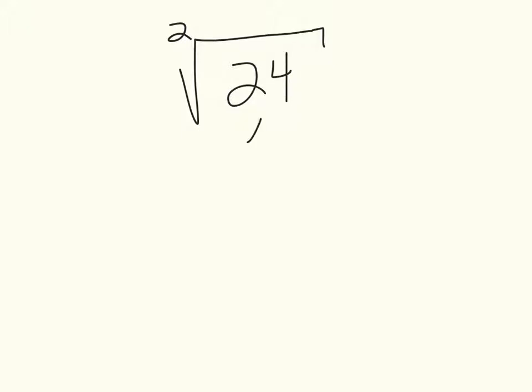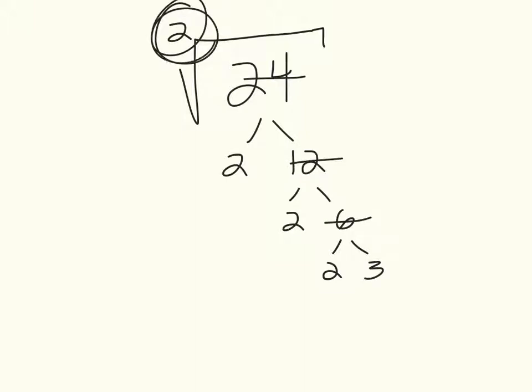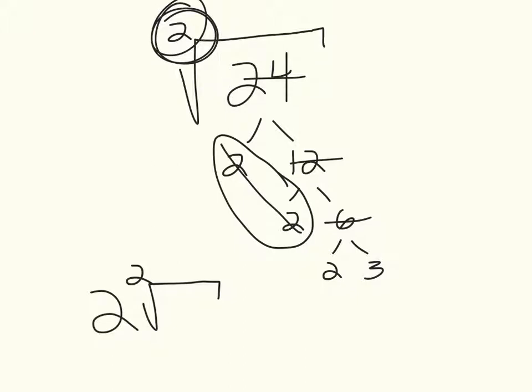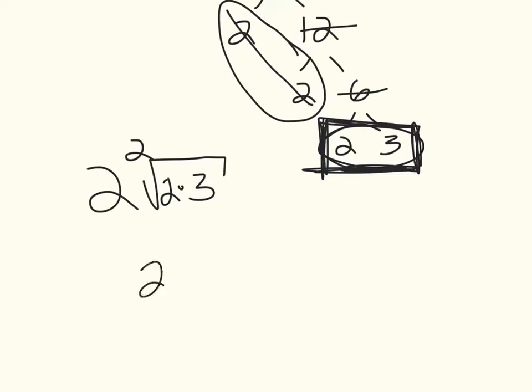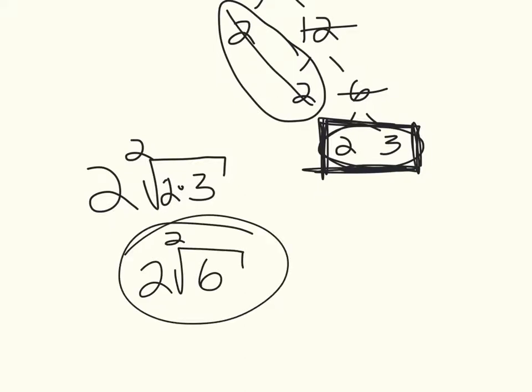So we're going to break up 24 to be 2 and 12, which becomes 2 and 6, and the 6 becomes 2 and 3. Looking for groups of 2, there's my group of 2. So when I look at my second root, a 2 comes out. That 2 and 3 right here, these guys are stuck on the inside. So I got 2 times 3 on the inside still. What's 2 times 3? It's 6. So that's 2 second roots of 6. And that's my answer.